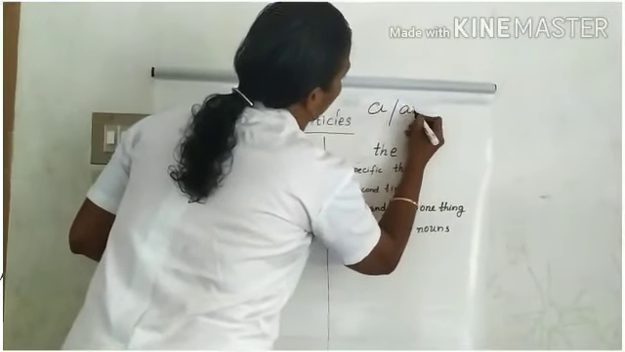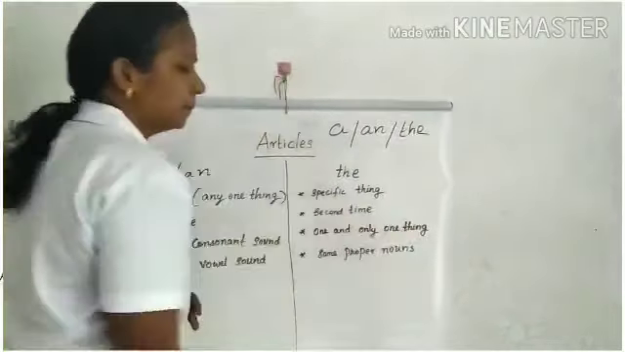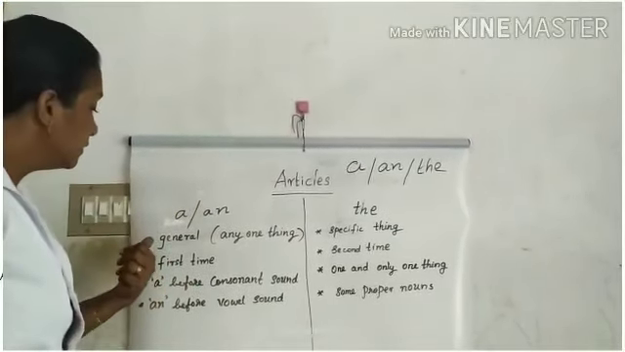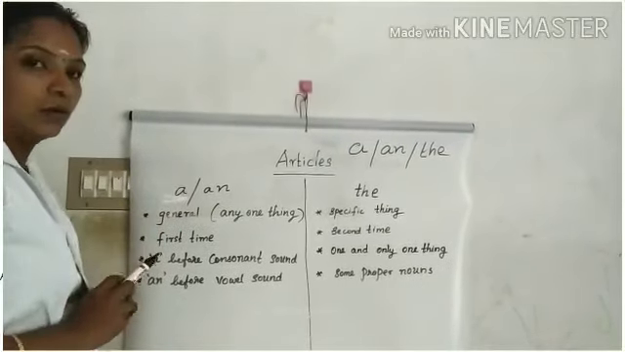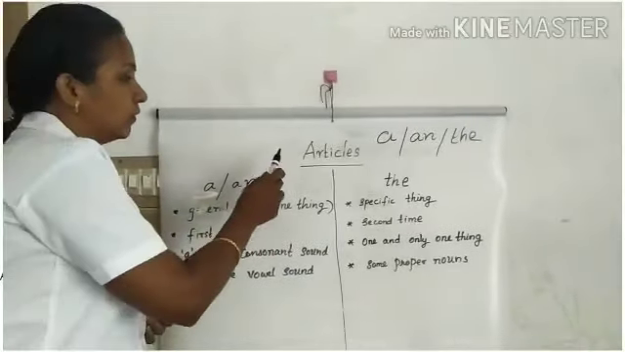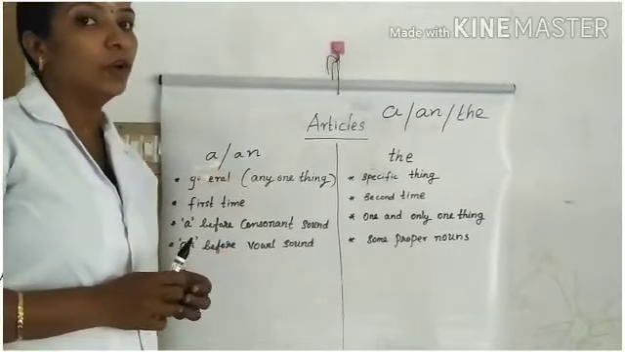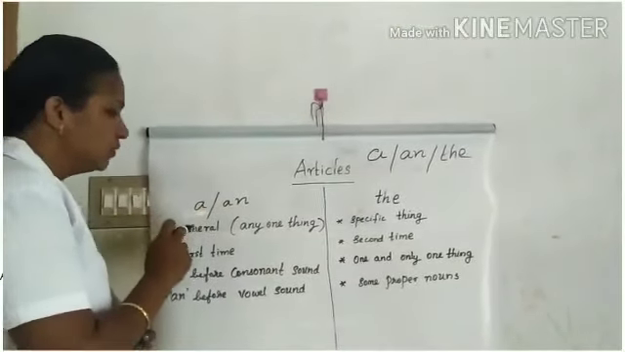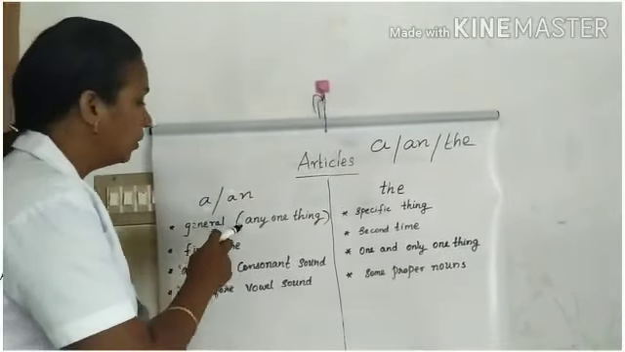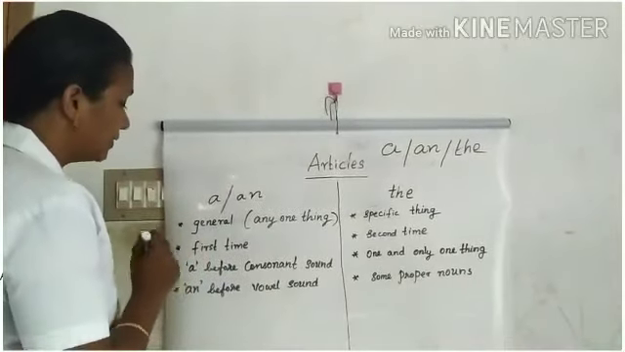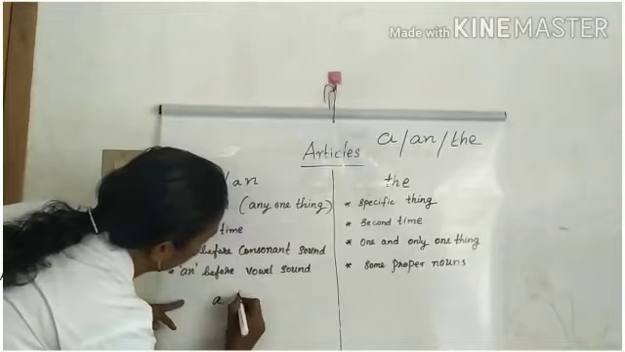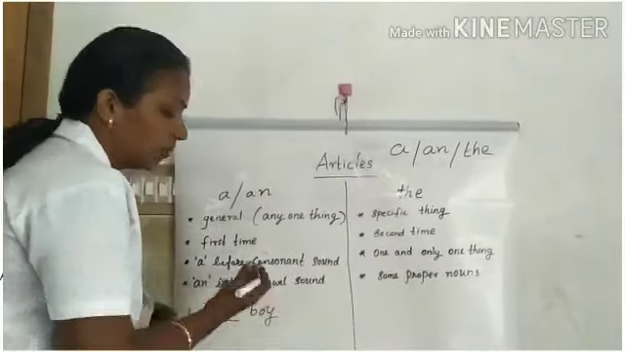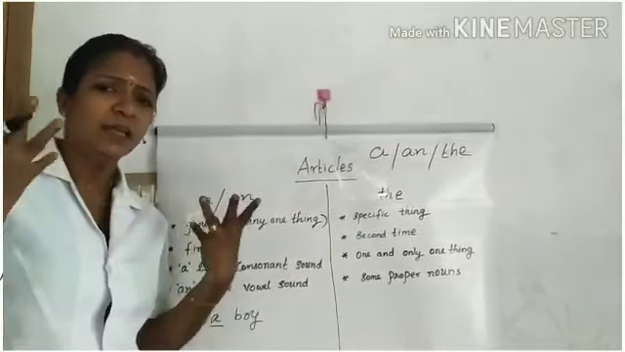A, an, the. And this A or an is used before a general noun or any one thing. We already know that these articles are used before nouns. And here, A or an is used before a general noun or any one thing. For example, I saw a boy. This boy, any boy. Not a particular boy, any boy.